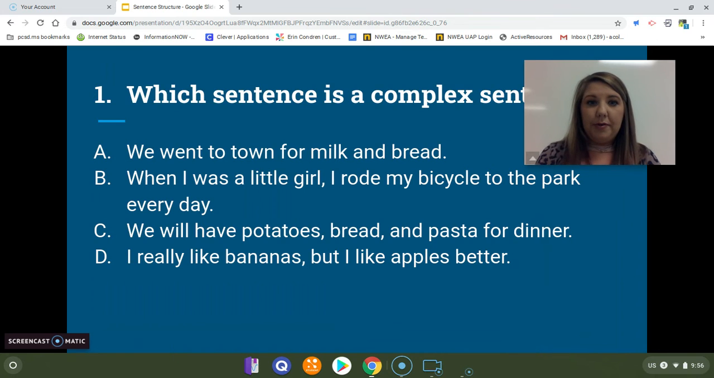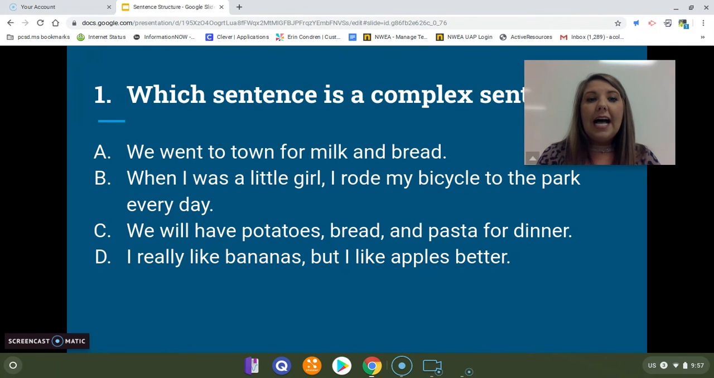Let's go over some examples here. Which sentence is a complex sentence, okay? Remember, complex sentence, dependent clause, independent clause. Okay, could be joined by a comma if you have a subordinating conjunction in the beginning. A, we went to town for milk and bread. We have a simple sentence there, okay? Even though it has an and, even though it has a fanboy in there, it is not a compound sentence. Those are just listing items, so it's still just a simple sentence.